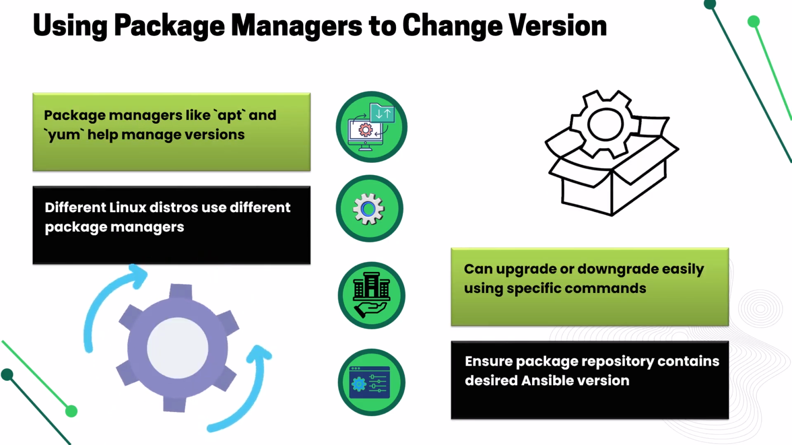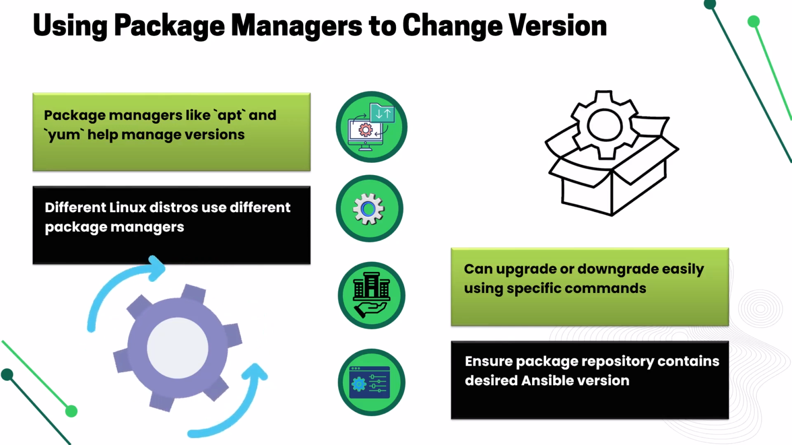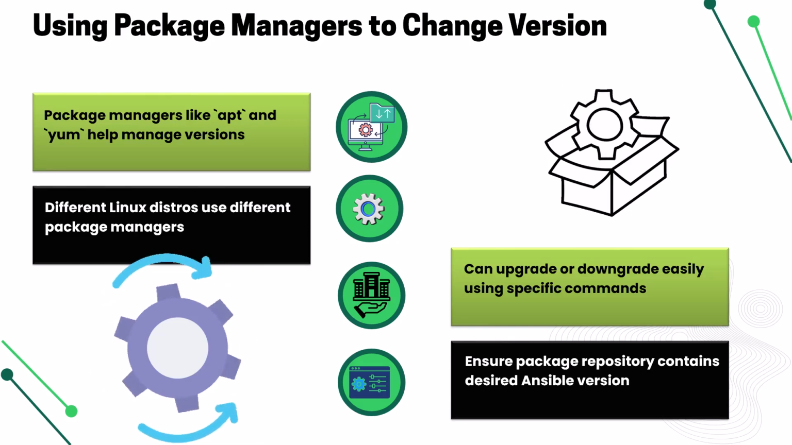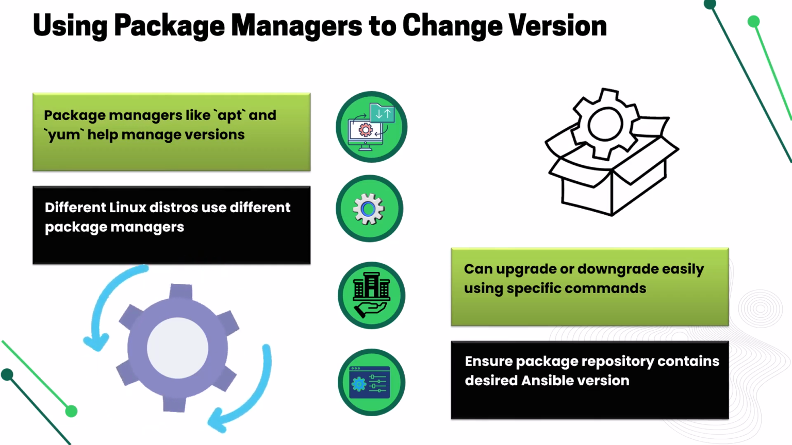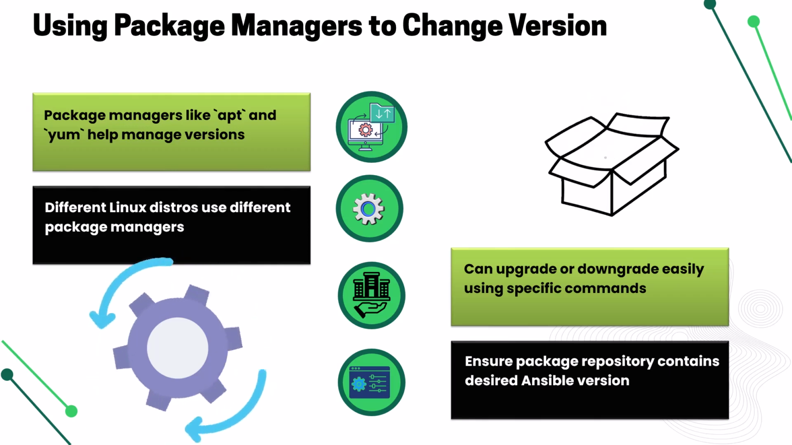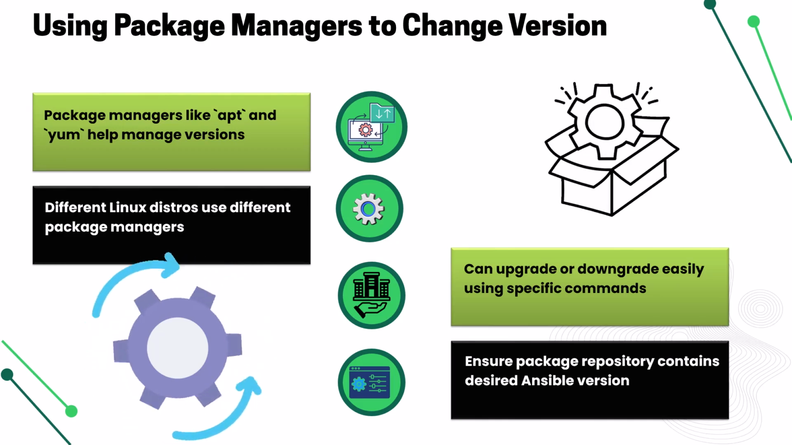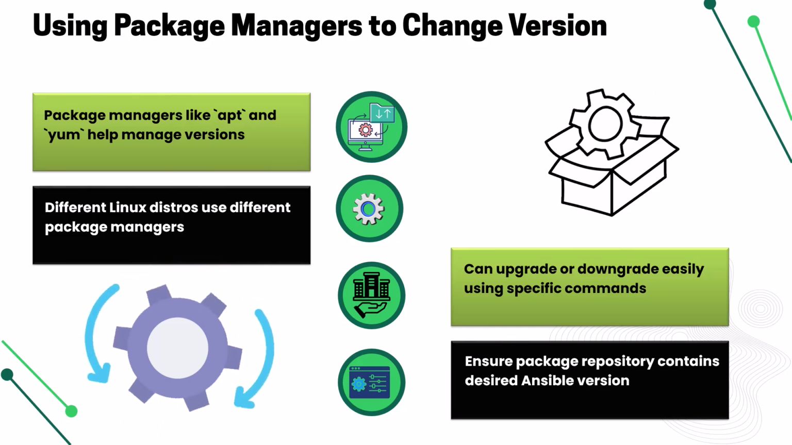Want to upgrade or downgrade quickly? Say hello to package managers. Whether it's apt for Ubuntu or Yum for CentOS, these tools make switching versions seamless. Just make sure the repository actually has the version you need. Otherwise, you'll be hunting for missing dependencies like a treasure hunt without a map.